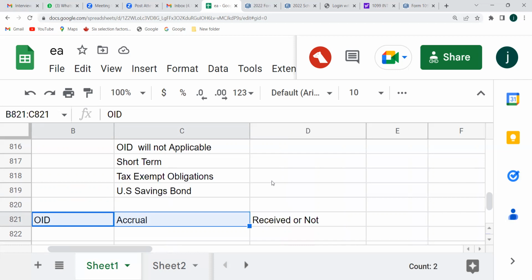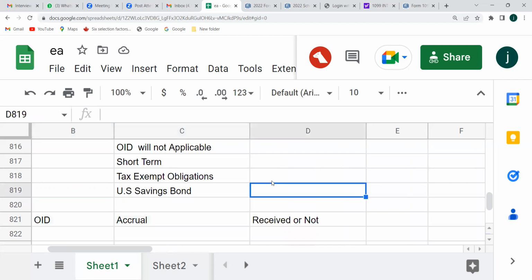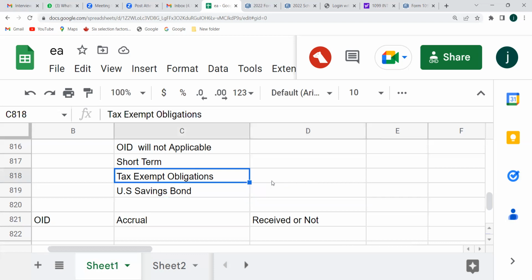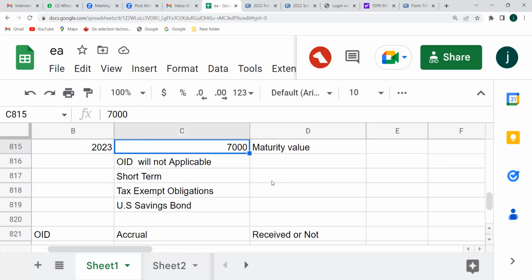What is the source document for OID? For any income, it will start with 1099. You will see a lot of income source documents, the 1099 series like DIV, INT. We'll see these source documents soon. With this, we have completed the interest portion.